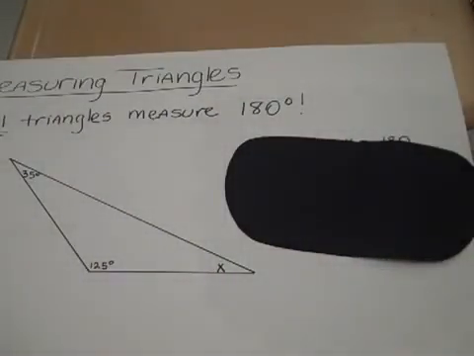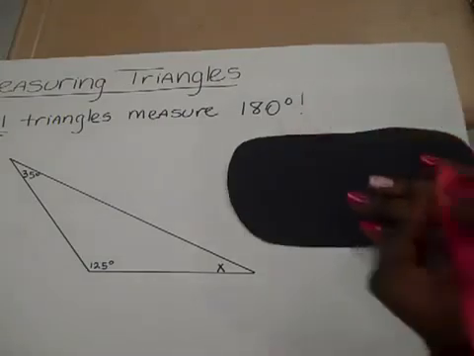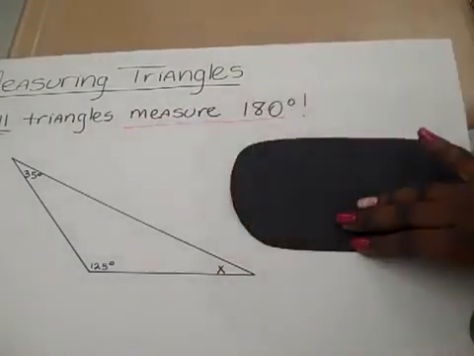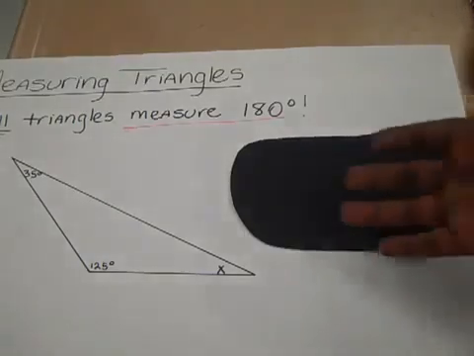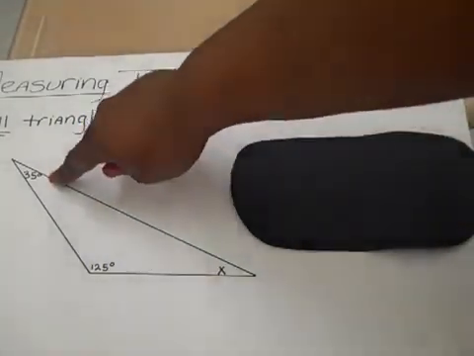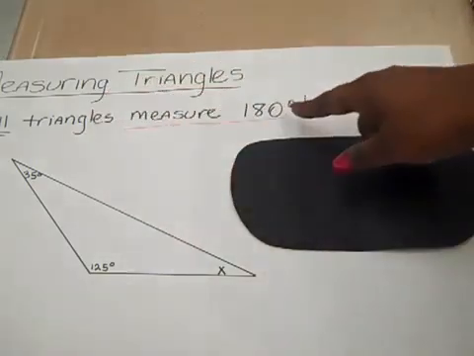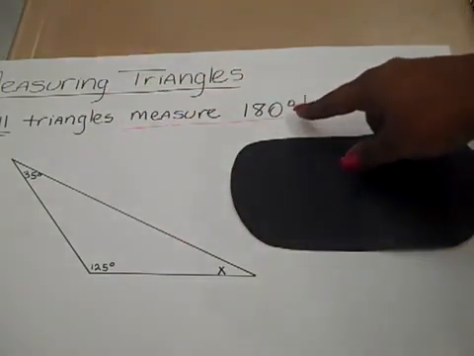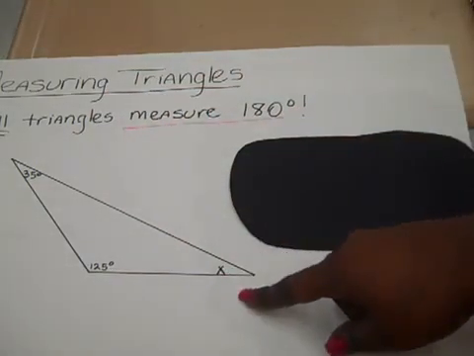Now we're going to talk more about triangles. What you need to understand is that all triangles, regardless of the type, measure 180 degrees. So, for example, if you have this obtuse triangle and they give you the measurements of two of the angles, knowing that all three must measure 180, we could find x.